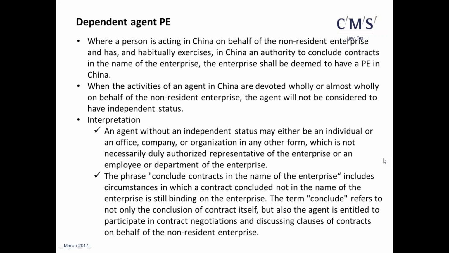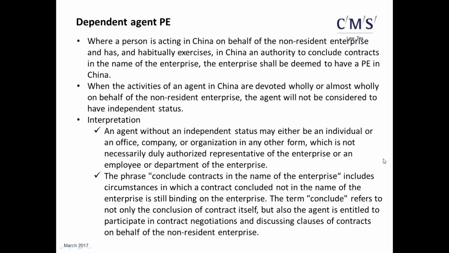Okay, the next slide is about the fourth type of typical permanent establishment. It's the dependent agent PE. It has a similar definition to an agent PE under the PRC domestic corporate income tax law. It means that where a person is acting in China on behalf of the foreign enterprise and habitually exercises the right to conclude contracts in the name of the foreign enterprise in China, then the foreign enterprise should be deemed to have a PE in China.